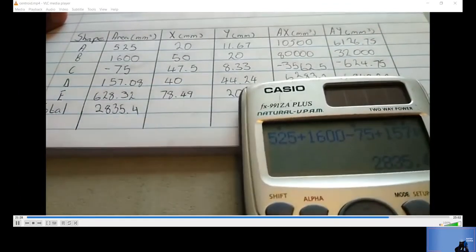So we're gonna have 10,500 plus 80,000 minus 3562.5 plus 6283.2 plus 49,505.33. Get that big number, 142,726.03.